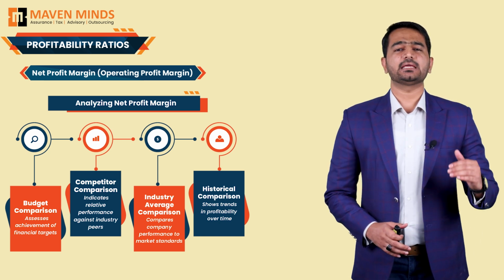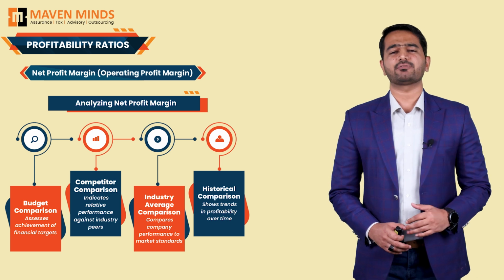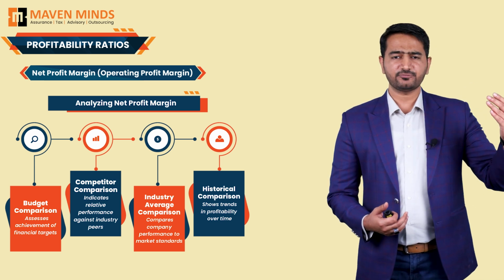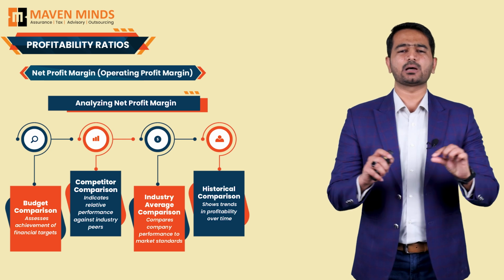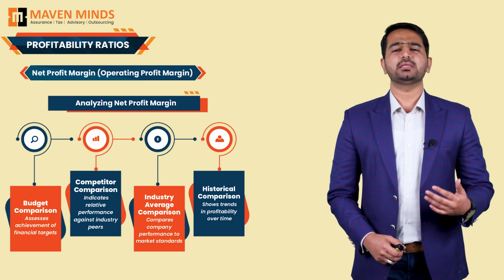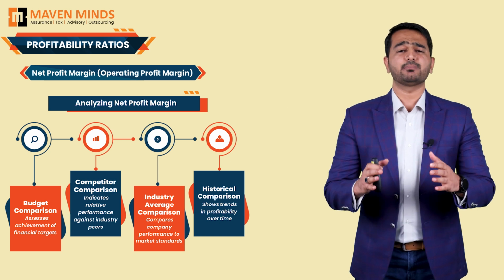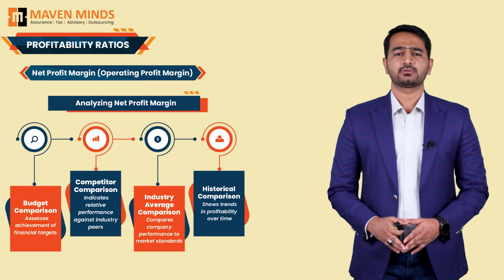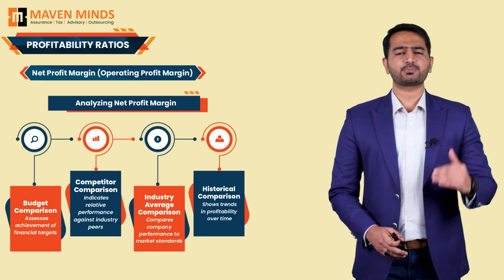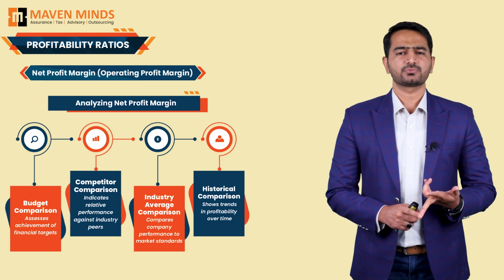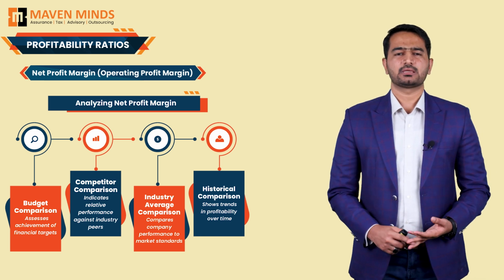Also, comparing net profit margin with the industry average can tell us whether the company is performing above or below the standard level in the market. If a company has higher net profit margin than the industry average, it might have a competitive advantage. And a lower than average net profit margin could mean inefficiencies, higher cost, or pricing pressures.